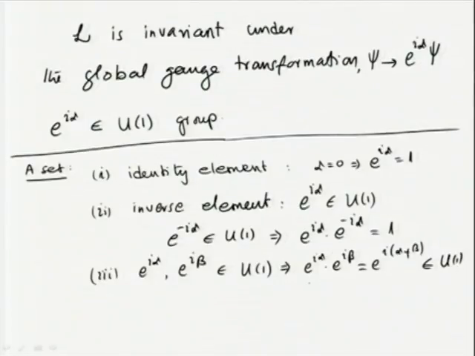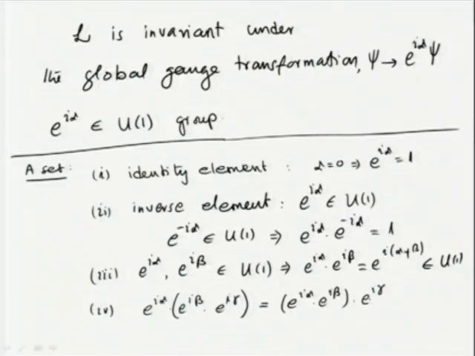Then you will see that all these things are satisfied when you combine two elements, which means you are doing the group operation between these two elements. Such a combination is associative, which means if I take three elements e^{iα}, e^{iβ}, e^{iγ}, it does not matter whether I combine the last two first and then combine the resultant element with the first one, or take the first two, combine them to give a resultant element, and then combine that with the third one. This is the associative property of the group elements. So, any set that satisfies these conditions is called a group.